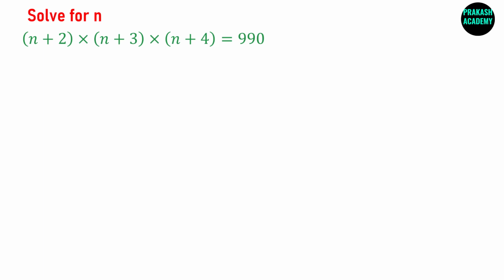In this problem, you have been given an equation and you have to solve for n. The equation is (n+2) multiplied by (n+3) multiplied by (n+4) is equal to 990. How will you solve this problem?